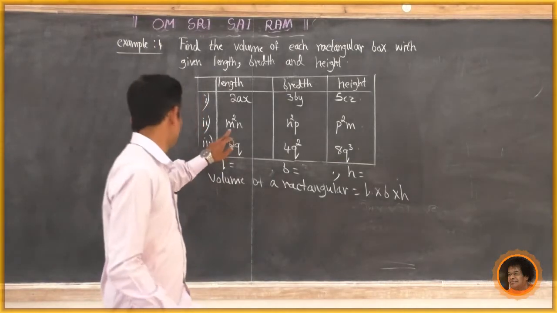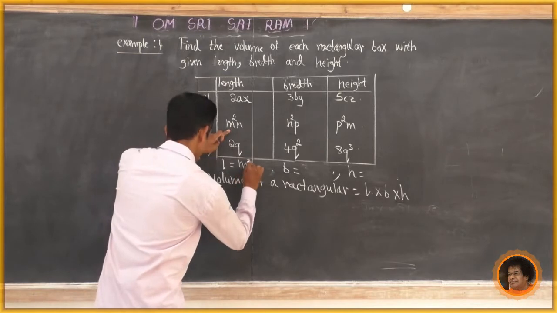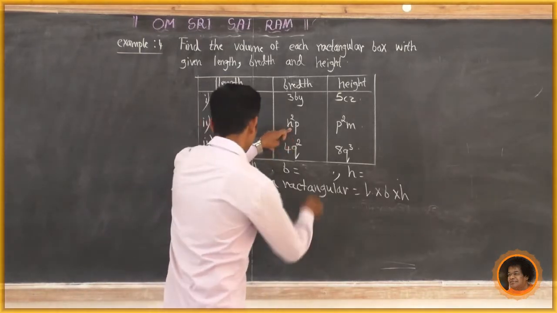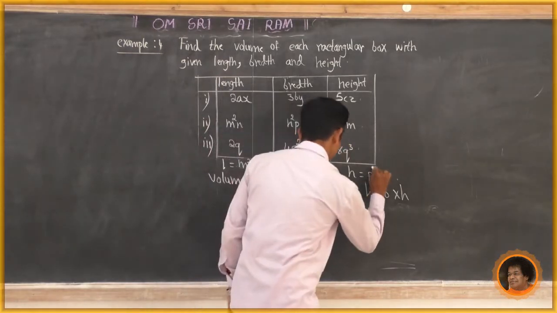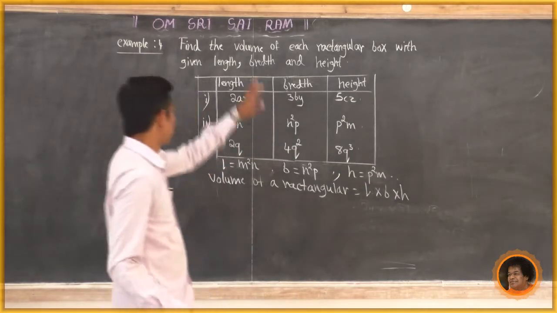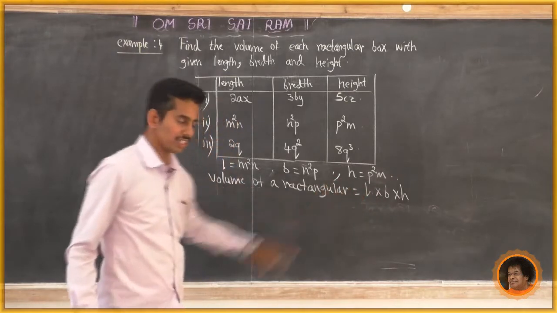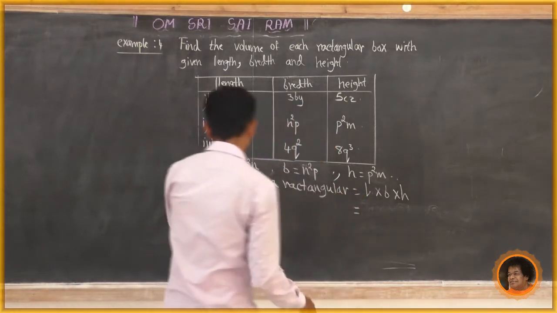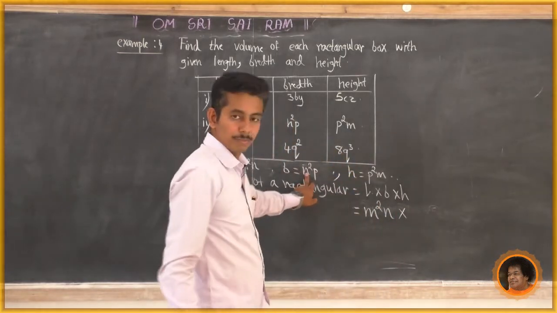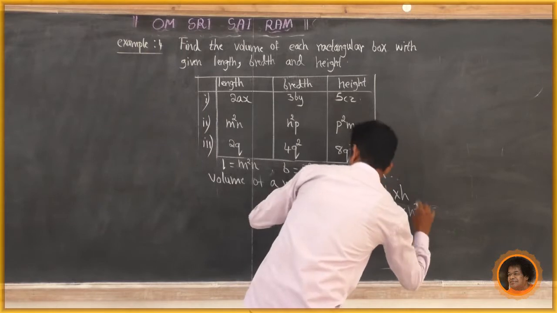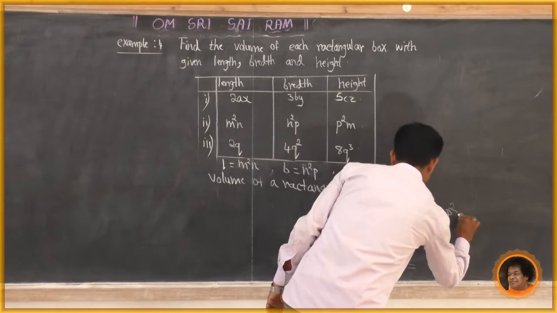Second case, length is m squared n, breadth is n squared p, height is p squared m. Find the volume of this rectangular box, L into B into H. The formula is the same. So L is, what is L? m squared n, into breadth n squared p, into height p squared m.